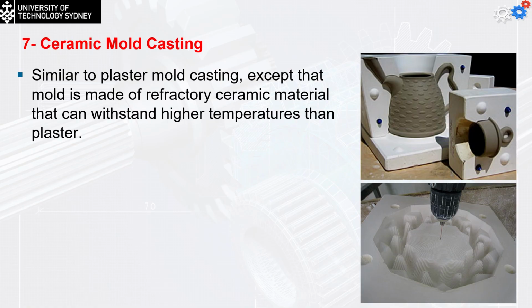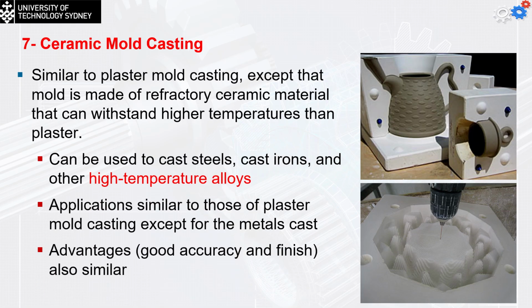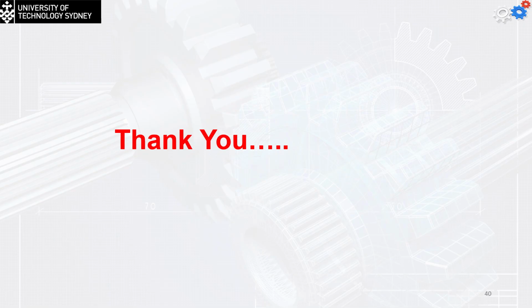It is similar to plaster mold casting, except that the mold is made of refractory ceramic material that can withstand higher temperatures than the plaster itself. This can be used to cast steel, cast iron, and other high temperature alloys. The applications are similar to those of plaster mold casting except for the metal cast. Advantages are good accuracy and finishing, which is also similar to the gypsum mold. So that's it for expendable mold casting, and we're going to go to permanent mold casting in part number 5.